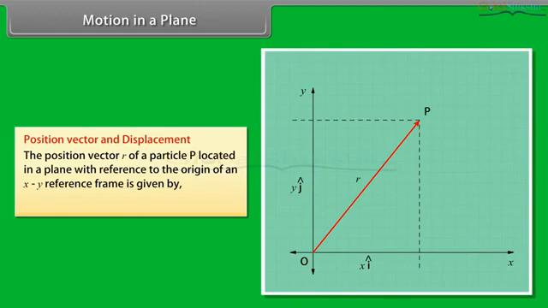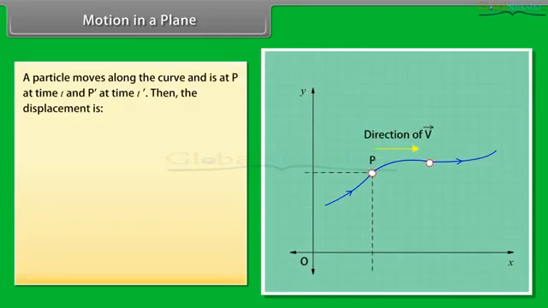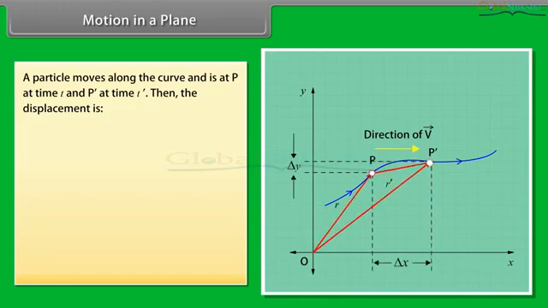Motion in a plane. Let's see motion in 2 dimensions using vectors, position vector and displacement. The position vector R of a particle P located in a plane with reference to the origin of an XY reference frame is given by R is equal to x i-hat plus y j-hat. A particle moves along the curve and is at P at time t and P dash at time t dash. Then the displacement is delta R is equal to R dash minus R. By putting values, we get delta R is equal to i-hat delta x plus j-hat delta y.